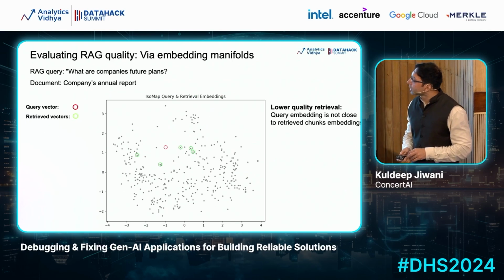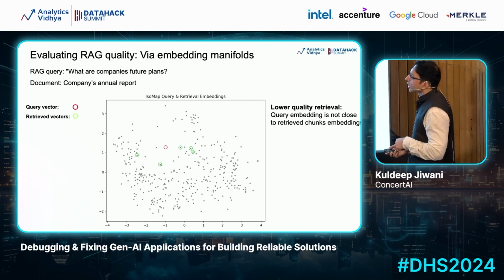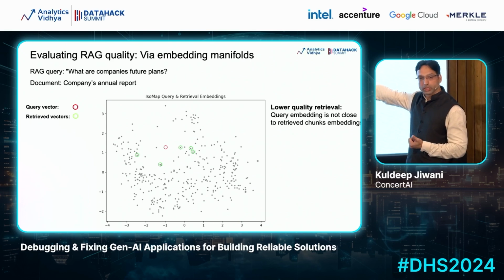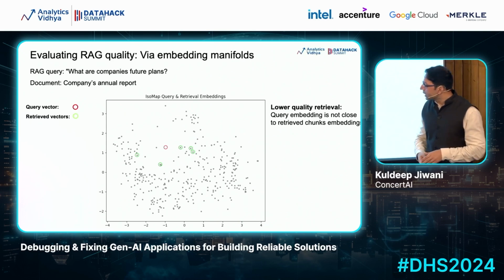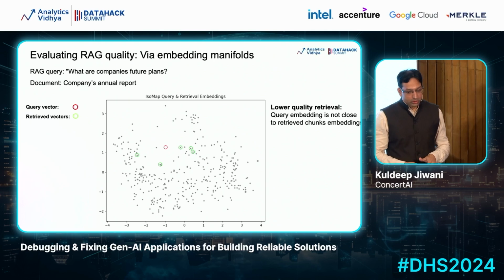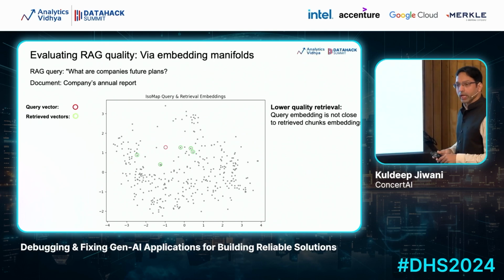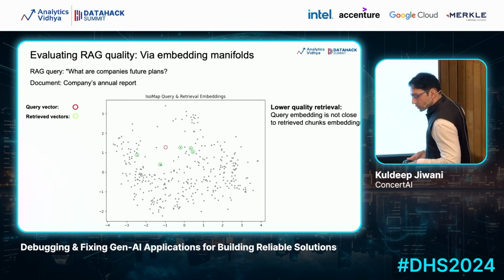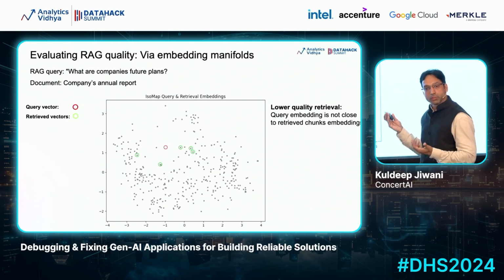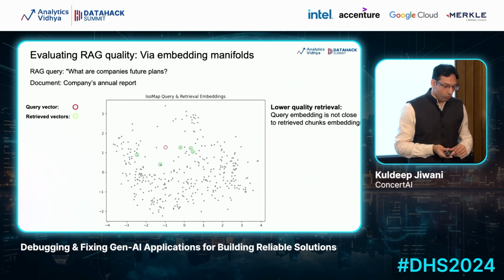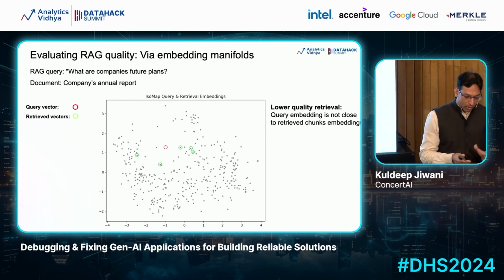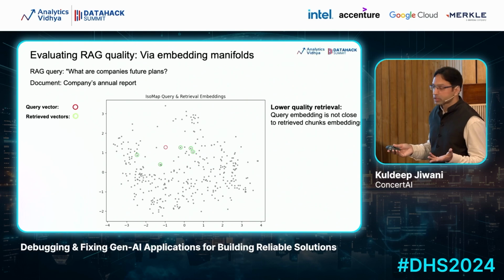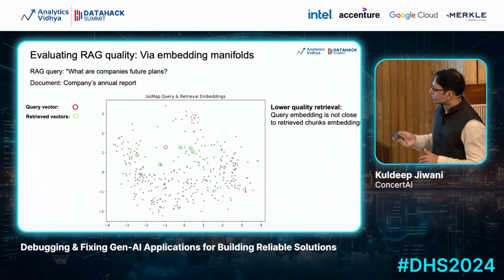The second case: the question was, what are the company's future plans? Again, red is the query, green are my documents. They are far apart. So this indicates that my answer may not be relevant, so what I get back is not reliable. This is lower quality. So you can actually look at these embeddings, these manifolds, to see whether your system is doing what you expect it to do or not. This is one way of looking at this information: your documents, your questions, are they doing good or not? These plots help you with that.